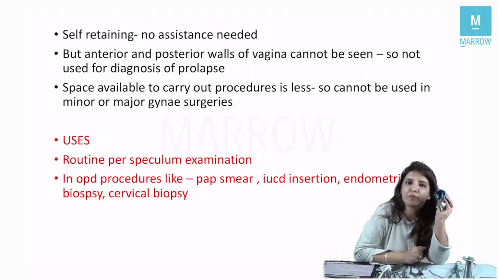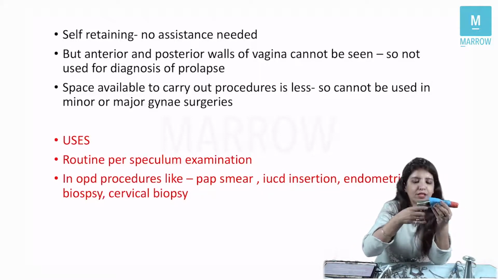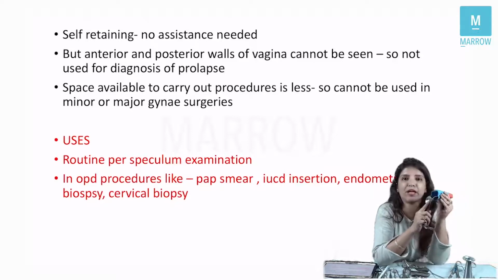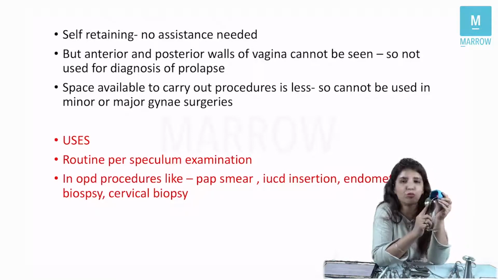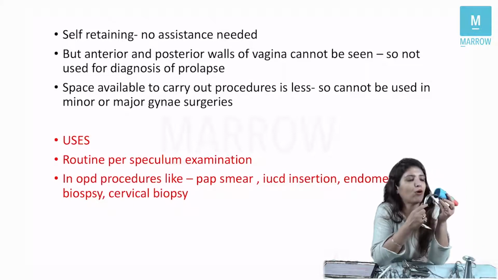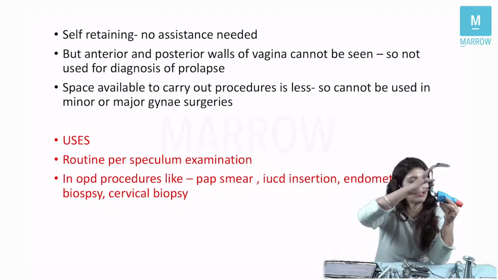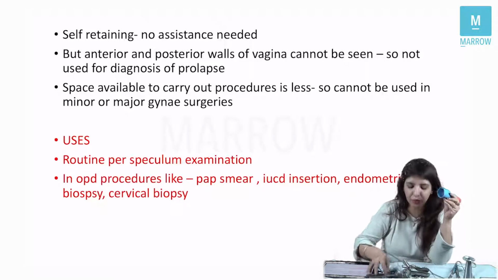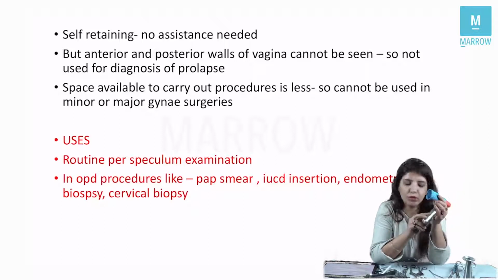So if I am suspecting any problem in the anterior and the posterior wall of vagina, they cannot be seen with a Cusco's speculum. Whereas with a Sims speculum, normally we put it in the posterior wall. So yes, the posterior wall cannot be seen, but anterior can be seen. But just in case I want to examine the posterior wall, then I can always shift it to the anterior wall like this and examine, right? This cannot be done with Cusco's. So that was one problem with Cusco's.